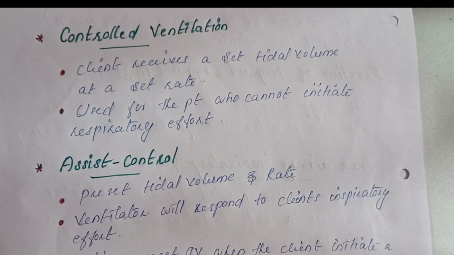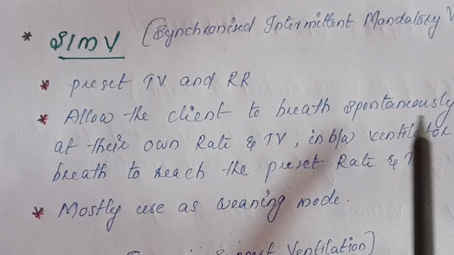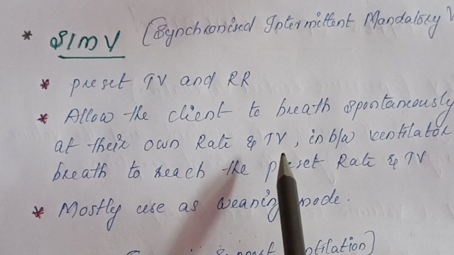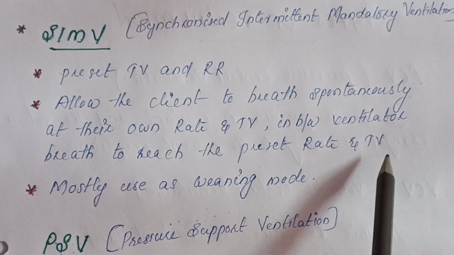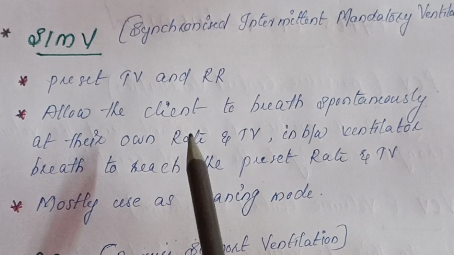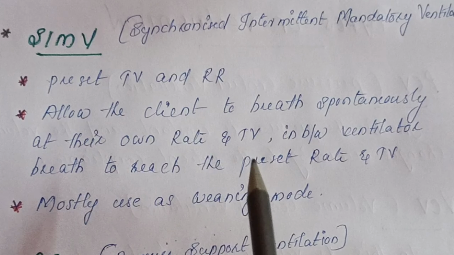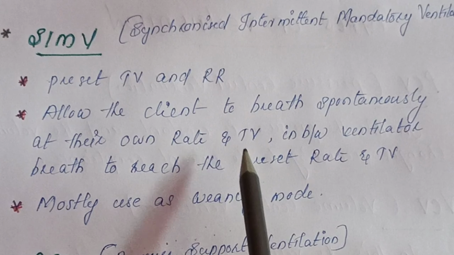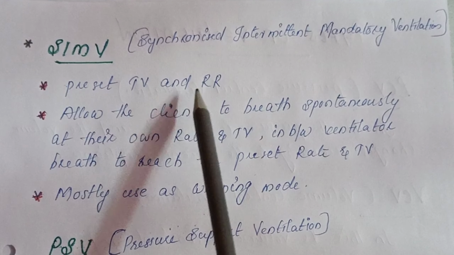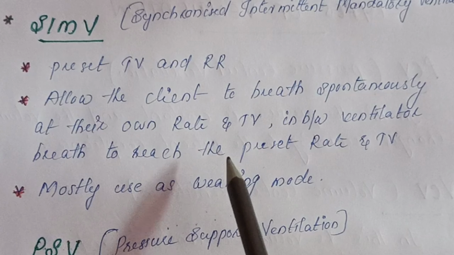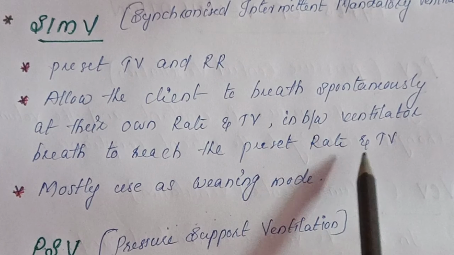Next we have SIMV, Synchronized Intermittent Mandatory Ventilation. In this, there will be preset tidal volume and respiratory rate. And in this mode, the ventilator allows the client to breathe spontaneously at their own rate and tidal volume. In between, the ventilator breathes to reach the preset rate and tidal volume. So what will happen in SIMV? The ventilator allows the patient to take his own breath and the ventilator will support in between. If the patient is not reaching the preset tidal volume and the preset rate, the ventilator will help the patient to reach the preset rate and tidal volume.